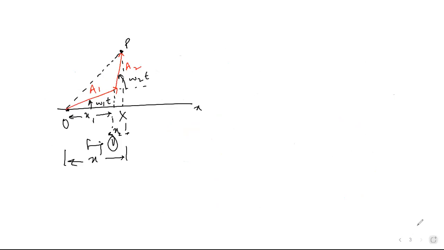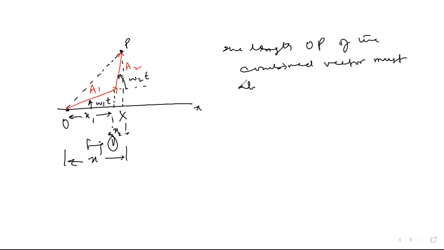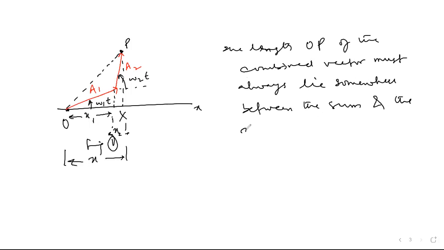Now the length OP of the combined vector must always lie somewhere between the sum and the difference of A1 and A2.